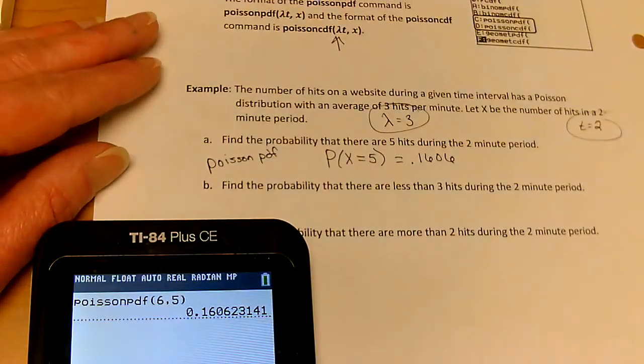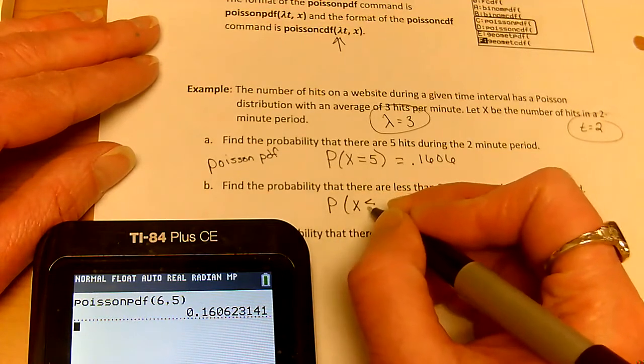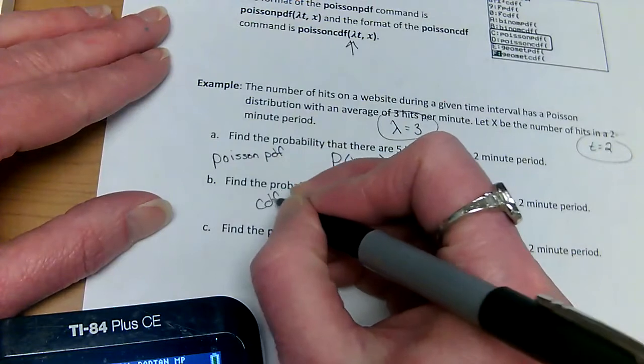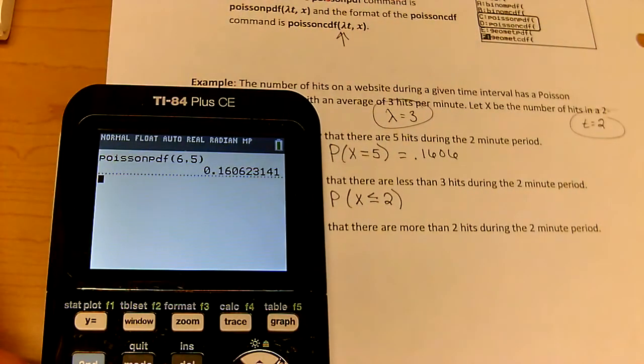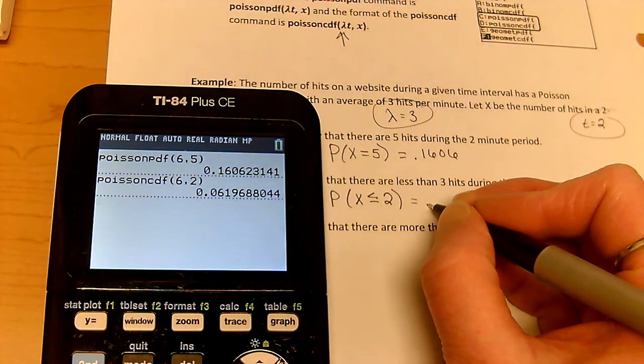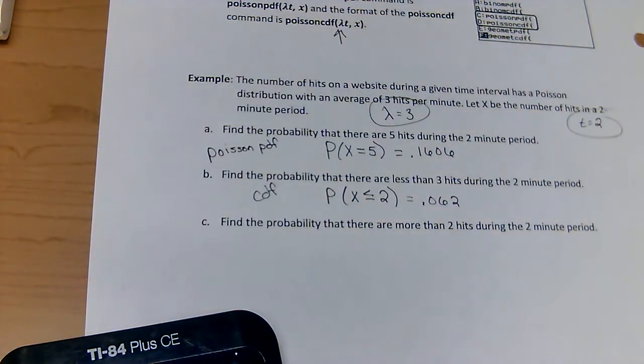Now find the probability that there are less than 3 hits. So that's 0, 1, or 2. Well, I could put them in separately, or I can do less than or equal to 2, because this less than does not include the 3. Well, if I do that, that's a CDF. So that's about 0.062.